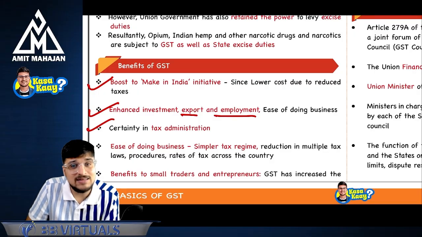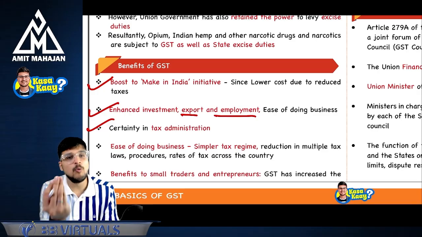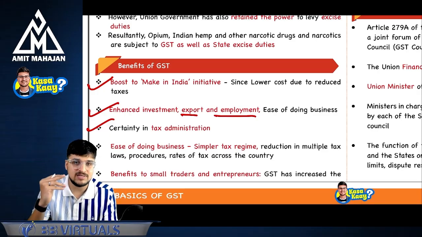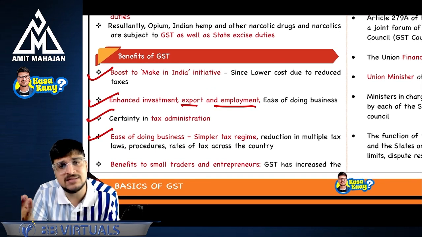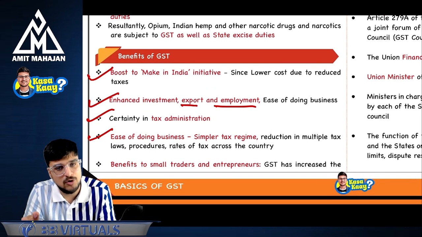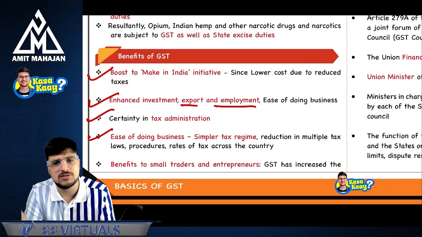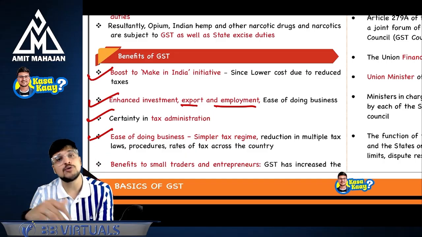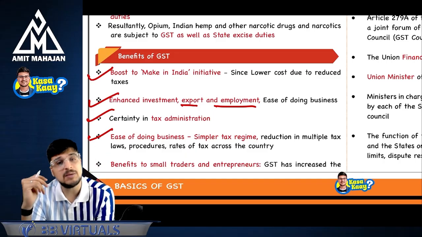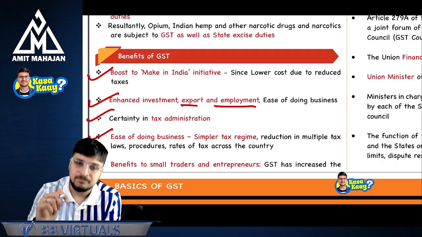There is a certainty in tax administration because you have to take only one GST registration and make a payment of GST. You don't need to pay multiple taxes. Ease of doing business, simpler tax regime, reduction in multiple tax laws, procedures, rates of tax across the country. So basically, procedures are lesser. Earlier, what used to happen? I used to take multiple registrations. I used to file multiple returns. I don't need to do that now.